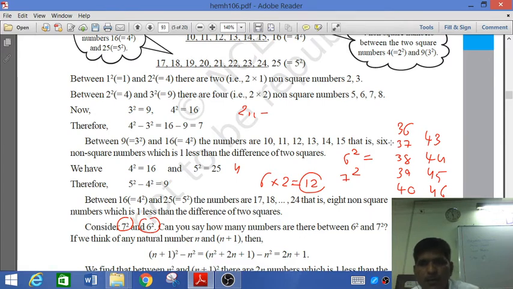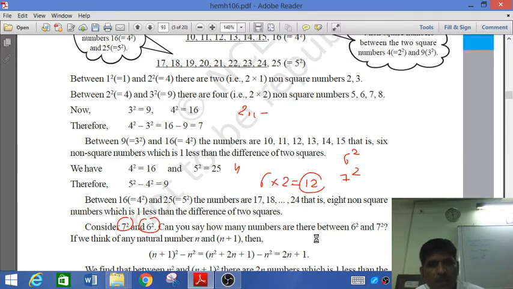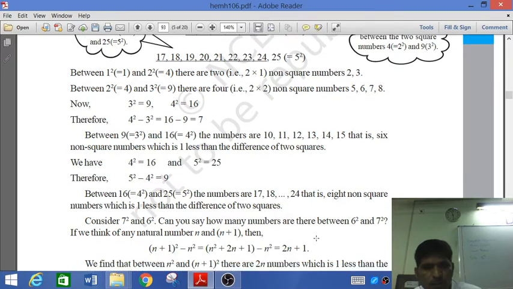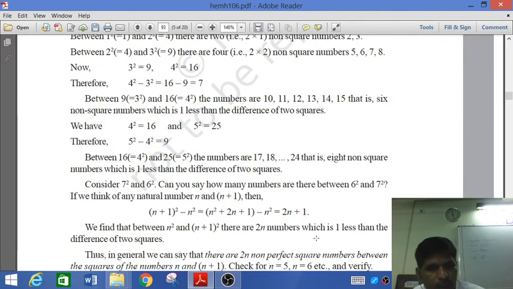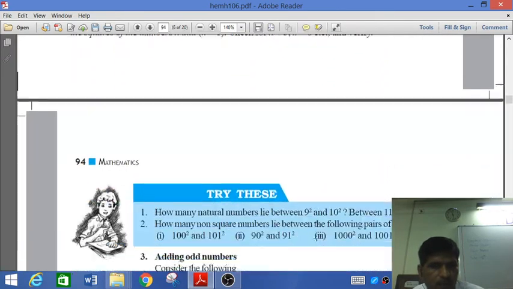Now we will count. 1, 2, 3, 4, 5, 6, 7, 8, 9, 10, 11 and 12. You have to remember anyhow, the formula is 2n. Always remember the formula is 2n. So this is one trick that we can use. It should be in exercise 8.1. In exercise 8.1 there are such types of questions.